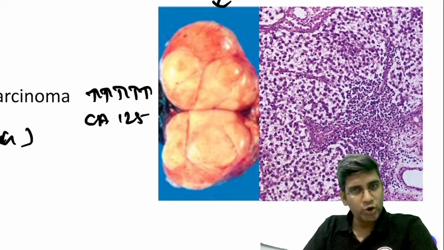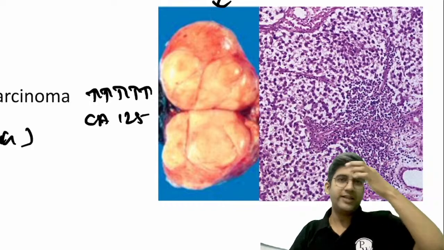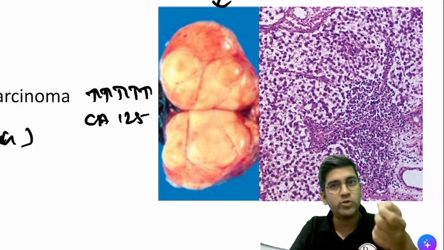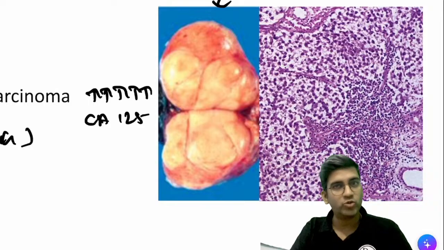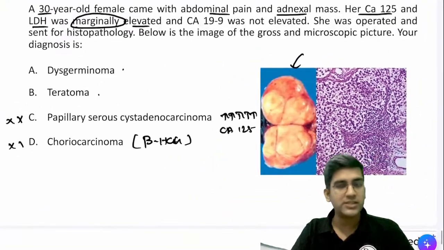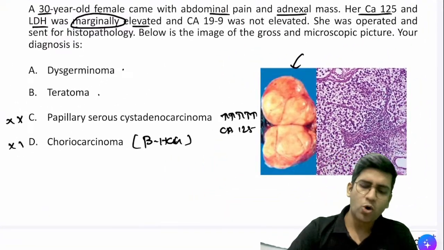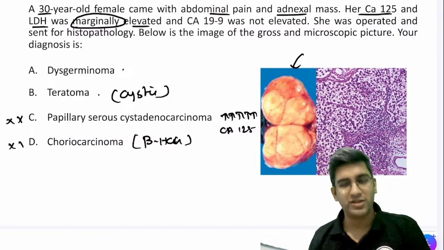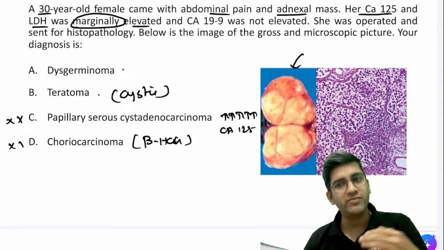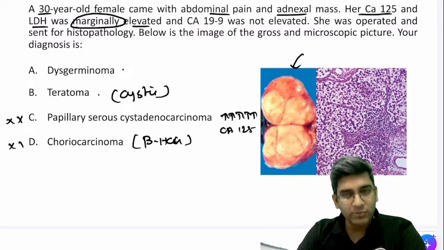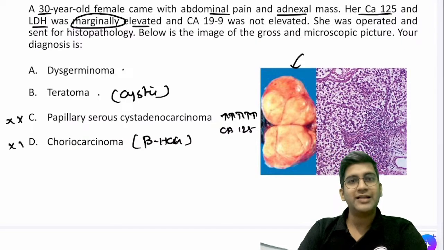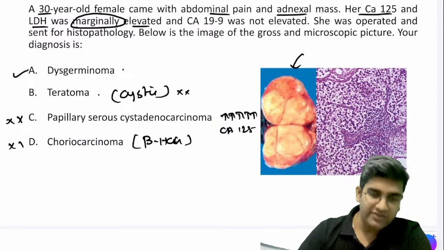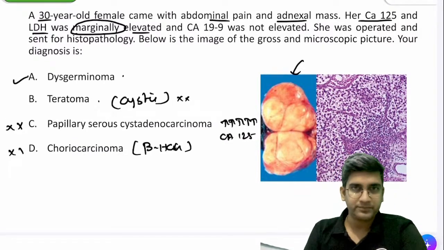The term teratoma, if we have used it, there are two more terms before it. We call it a benign cystic teratoma. That's how we call teratomas. Teratomas are almost always cystic. Teratoma is always cystic, 95% and above will be cystic, which means it's not solid. I can rule that out also. So the only option left with me is dysgerminoma.